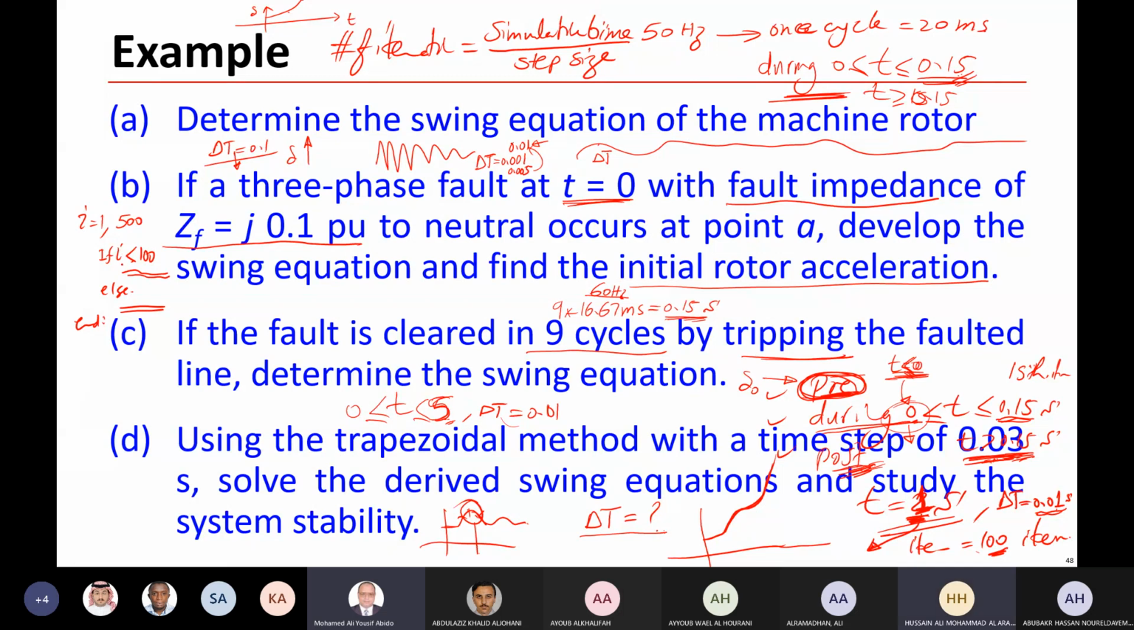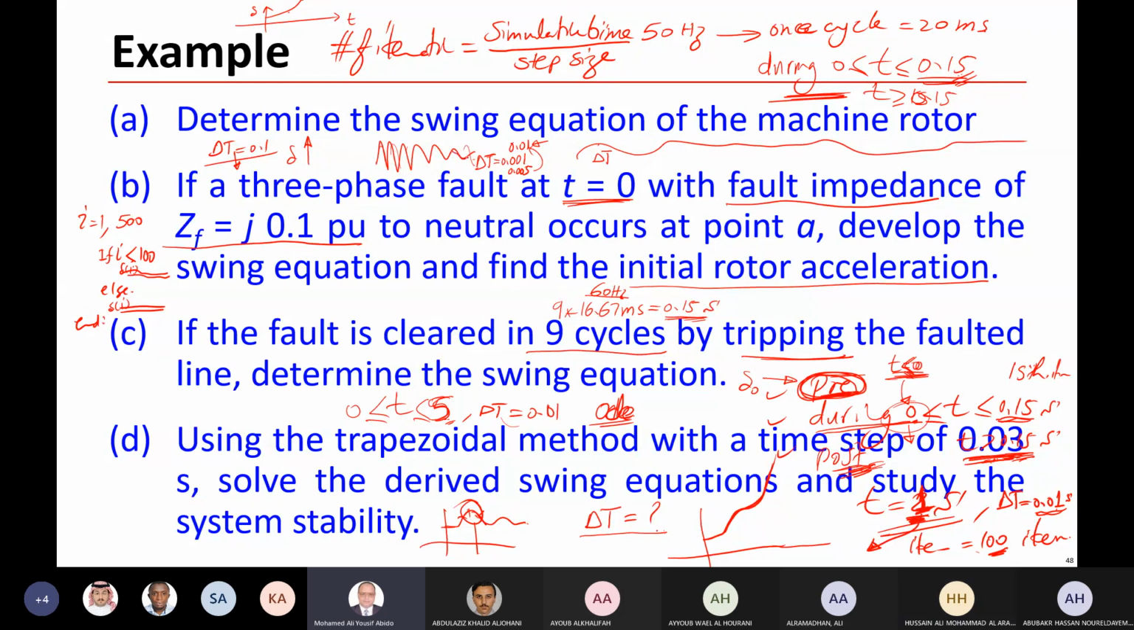Now, delta of I will be calculated based on the second base here of the swing equation. So the code in MATLAB, the ODE function, has adaptive step size. And this is based on what? Based on the change of delta. When you see here high change in delta, the step size will be small.